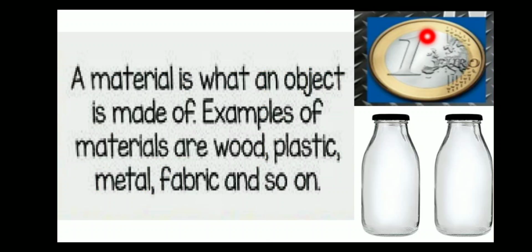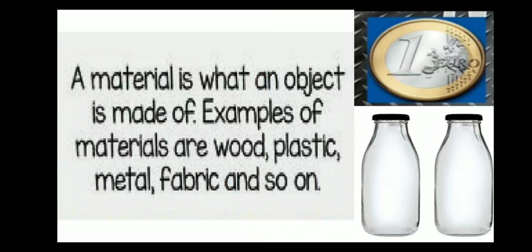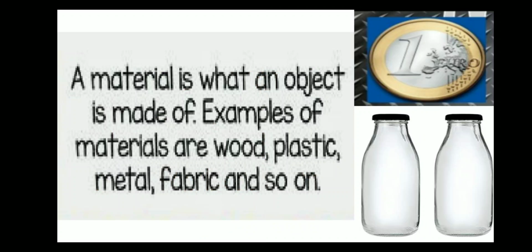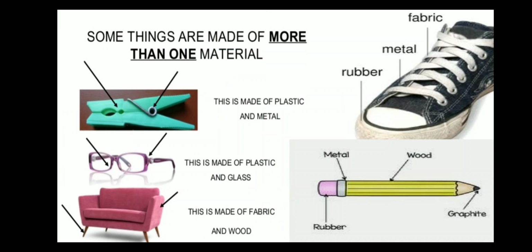Like this coin is made from metal. This glass bottle is made from glass. This table is made from wood. These nails are made from iron. So all these things are made from only one material. Means some things are made up of only one material. But there are some things that are made of more than one material.